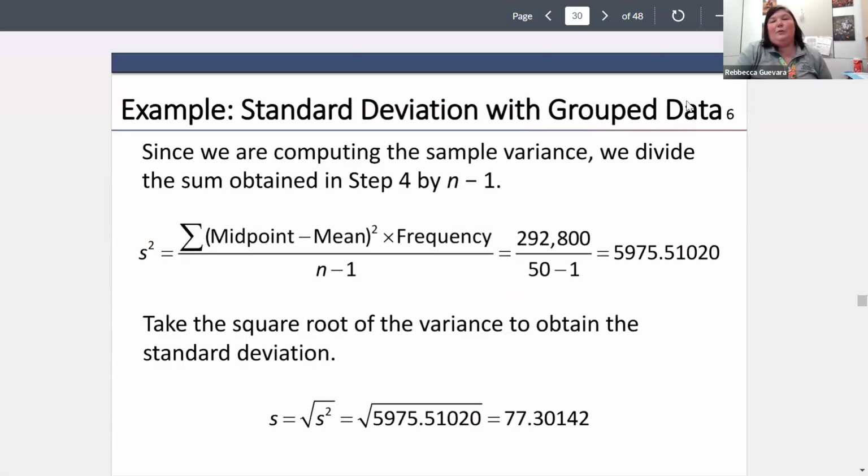Now, if instead we were treating that as sample data instead of population data, then what we would have is not just divide by 50, but by 50 minus 1. We divide by 50 minus 1. In that case, my variance for my sample would be 5,975.51020. If I take the square root of that, I get my standard deviation, which is 77.30242.